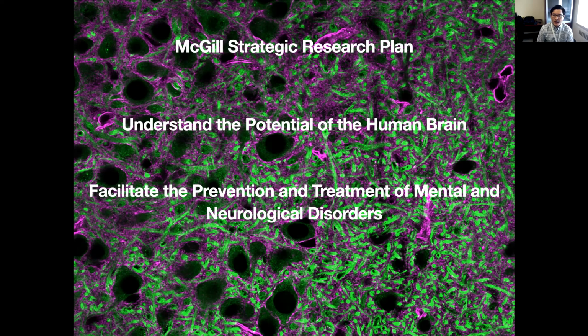And so part of the McGill strategic research plan is to understand the potential of the human brain. And we want to use certain models like rodents to try to get there, but there are some limitations. At the same time, part of the McGill strategic research plan is to facilitate the prevention and treatment of mental and neurological disorders. So really there's this push at McGill to try to understand the human condition in a much more effective way.